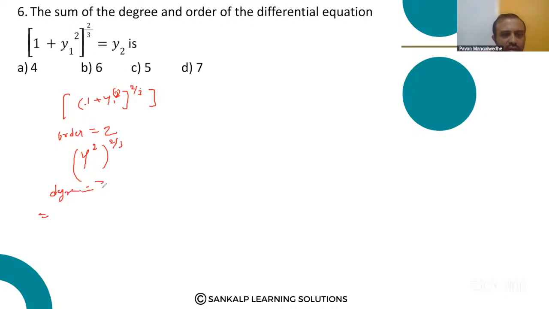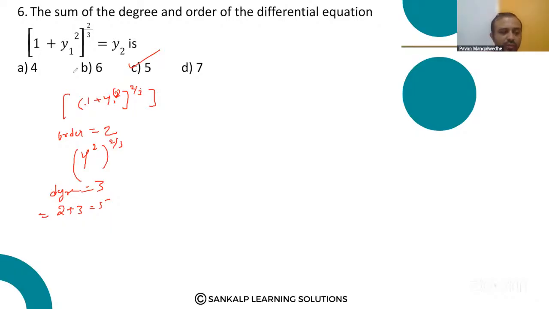So the sum of the order and degree of the equation is 2 plus 3, that is nothing but 5. Answer C is the correct option.